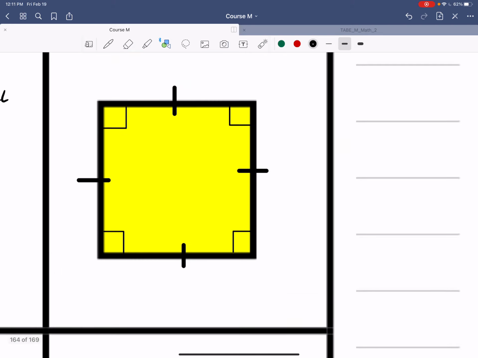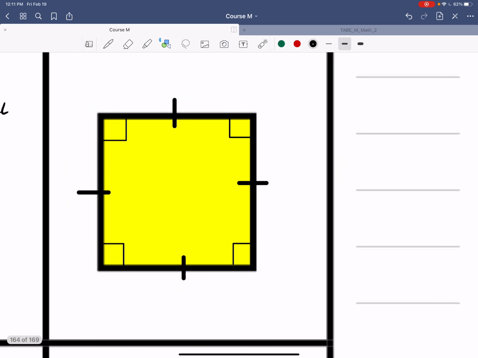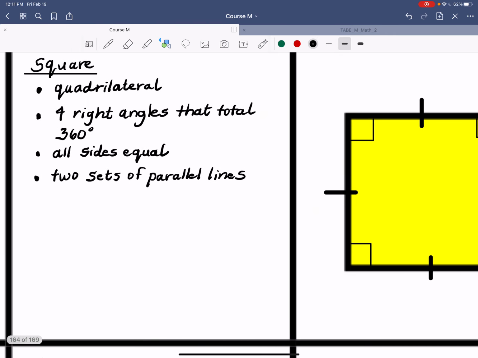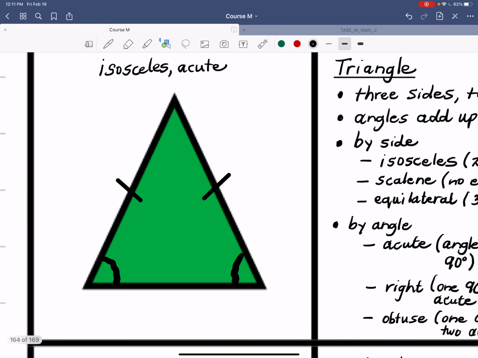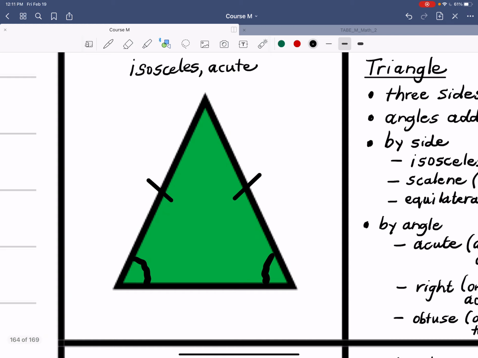All right, a square. Is a square a regular polygon? Yes, it is. Is this particular triangle regular? No, because the bottom of this triangle is different than the sides.